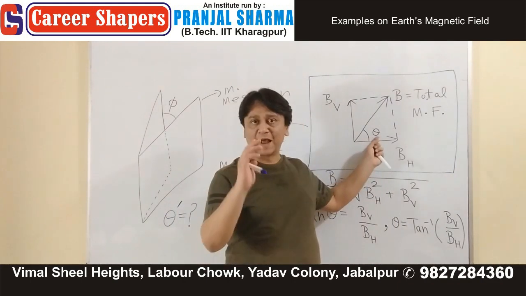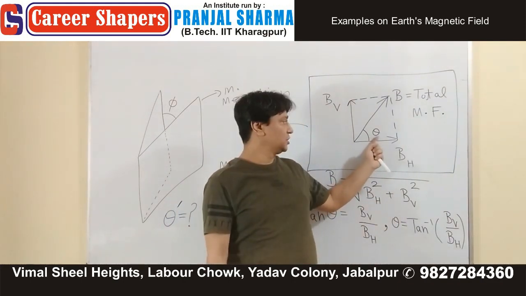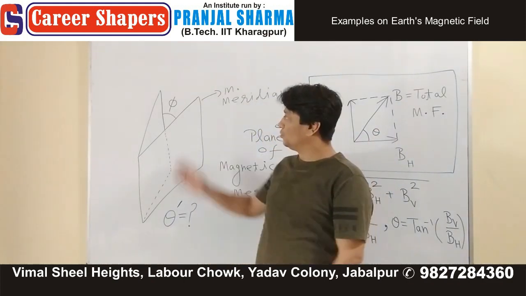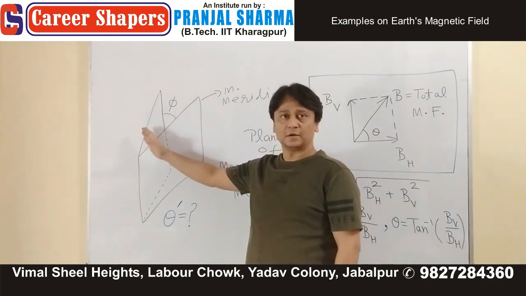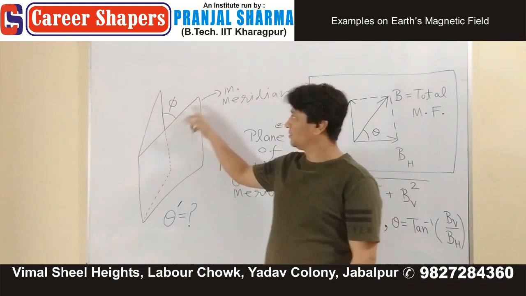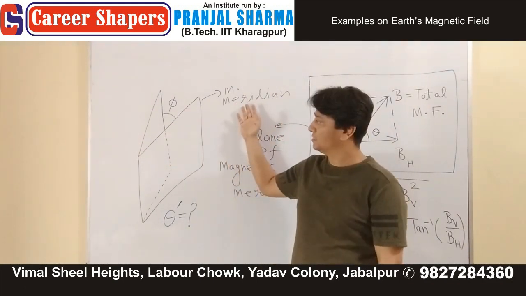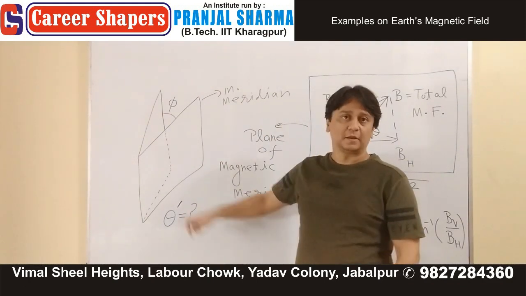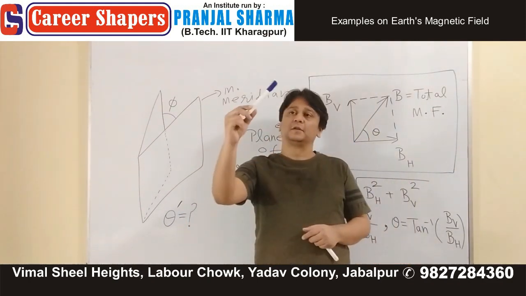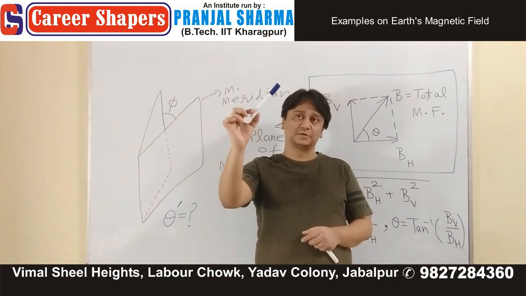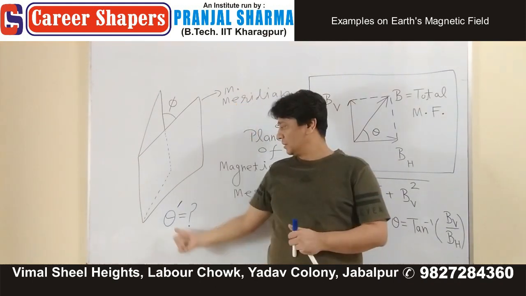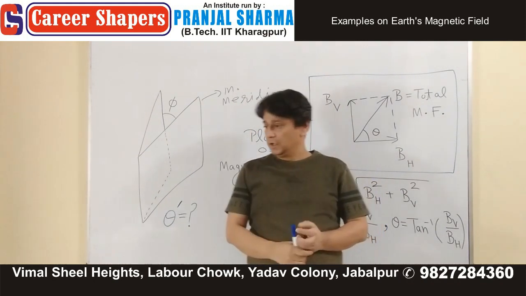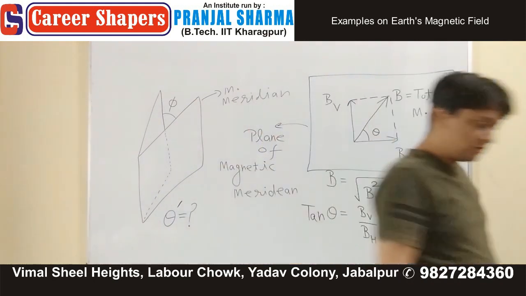In the plane of magnetic meridian, the angle of inclination is theta. In this new plane, which makes an angle of phi with the plane of magnetic meridian, you need to find the angle which the magnetic needle forms, theta dash. Let me give you a visualization first.